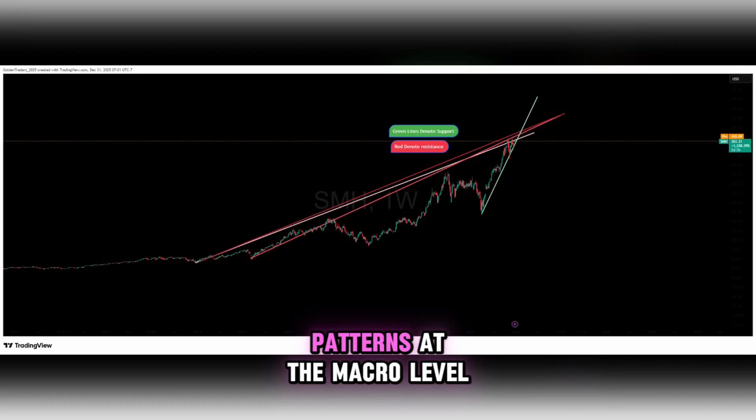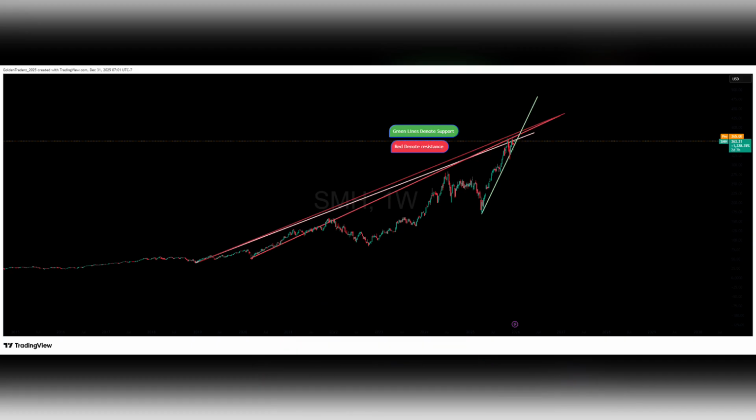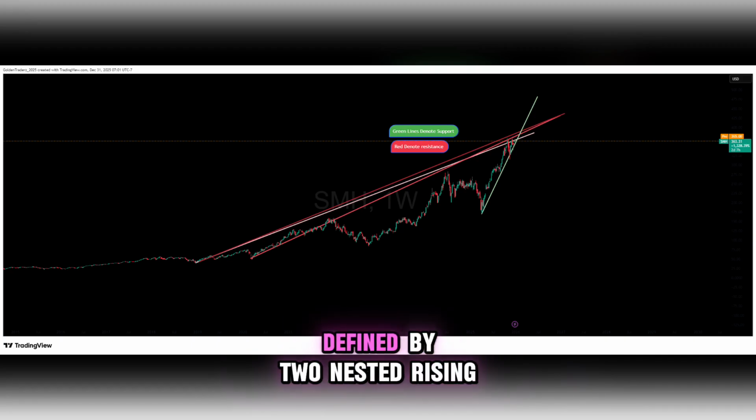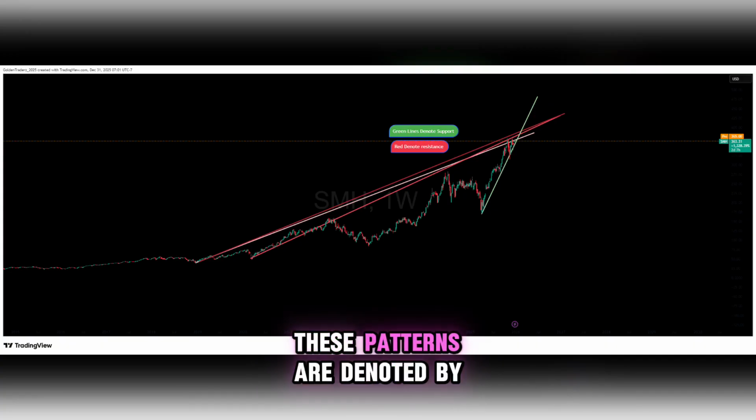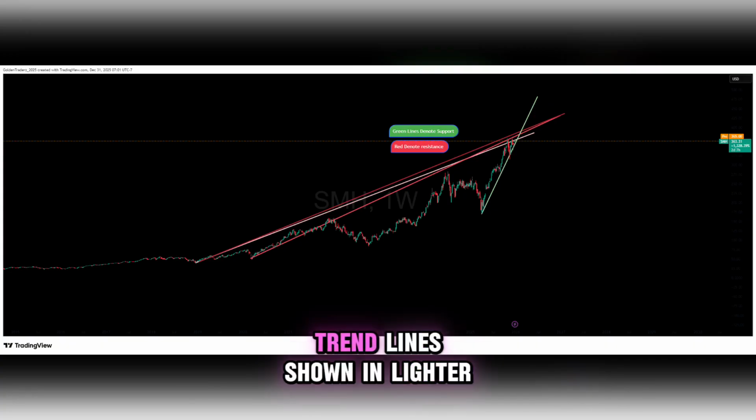Now let's look for chart patterns at the macro level. The technical landscape is currently defined by two nested rising wedge patterns. These patterns are denoted by the converging trend lines shown in lighter green, lighter red, and lighter green and medium red.